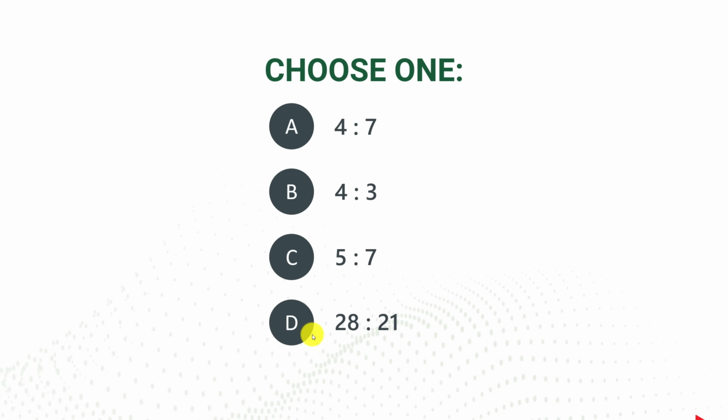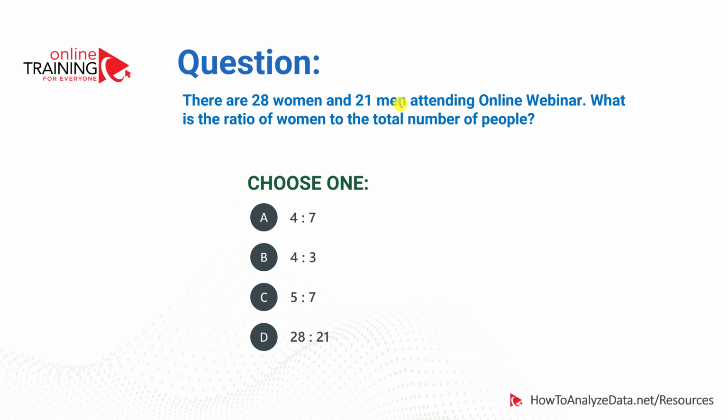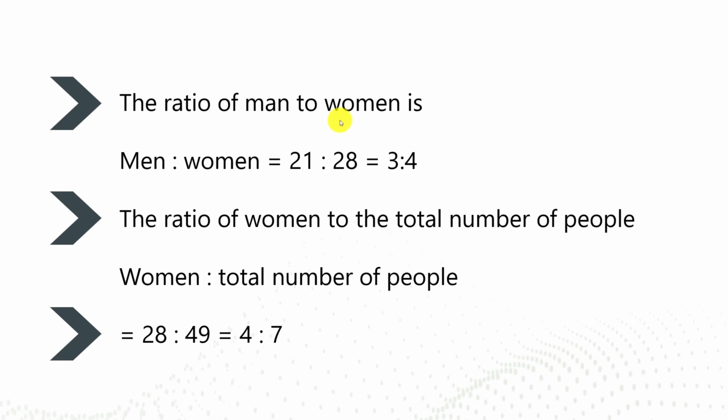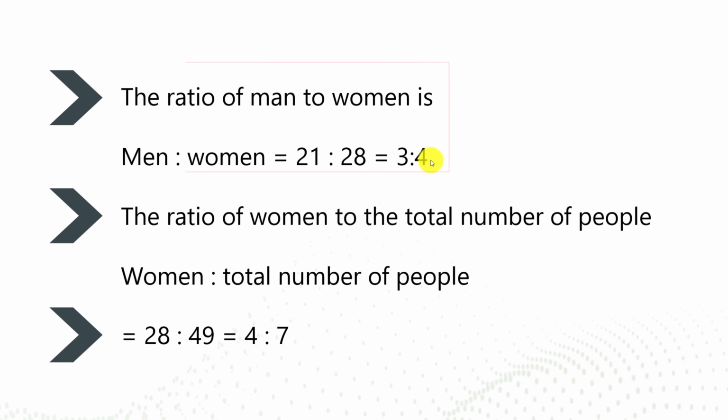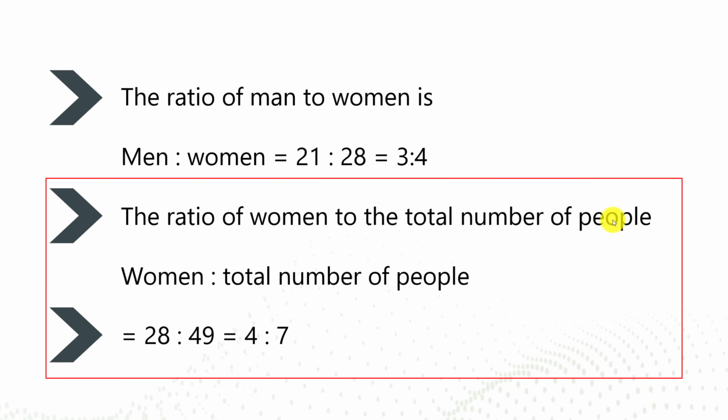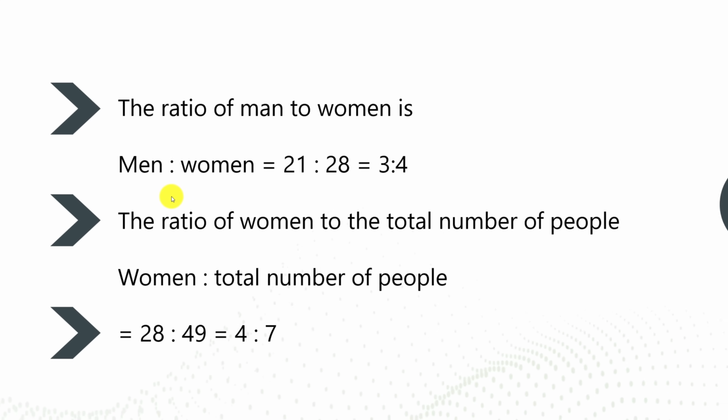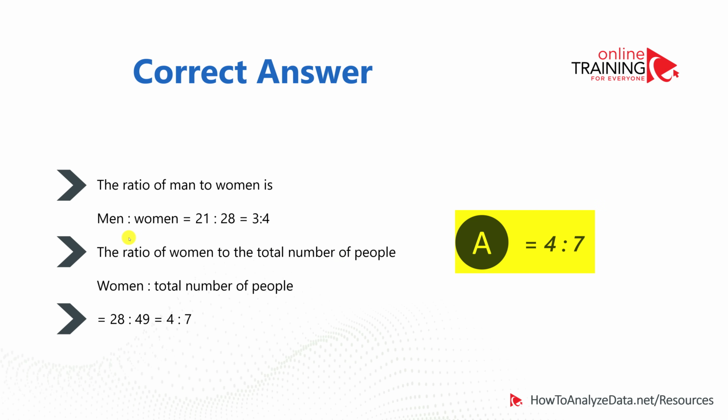The tricky part about this question is that there are choices B and D, which represent the ratio of women to men. But this is not what needs to be calculated here, because the ratio of women to total number of people needs to be captured. Let's look at the correct answer. The ratio of women to men is 4:3, but the ratio of women to total number of people is 4:7, which is represented by 28:49, and 49 is calculated as the sum of all people, 28 women and 21 men. So the correct answer is A, 4:7. I'm pretty sure you nailed this question.